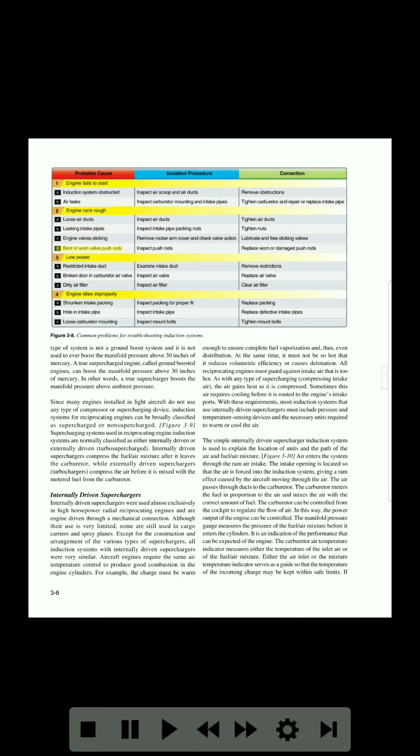Bent or worn valve push rods. 3. Low power: A. Restricted intake duct. B. Broken door in carburetor air valve. C. Dirty air filter. 4. Engine idles improperly: A. Shrunken intake packing. B. Hole in intake pipe. C. Loose carburetor mounting. Inspect air scoop and air ducts.